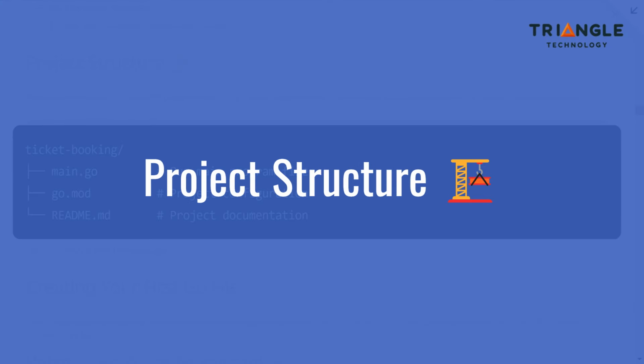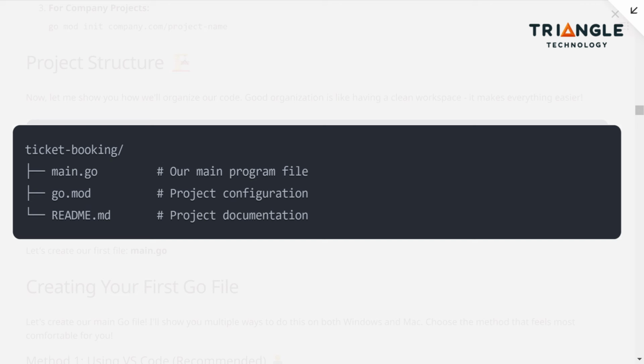Project structure. Now let me show you how we'll organize our code. Good organization is like having a clean workspace. It makes everything easier. Let's create our first file, main.go.